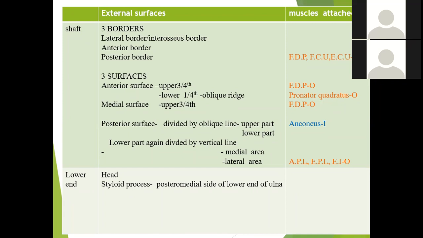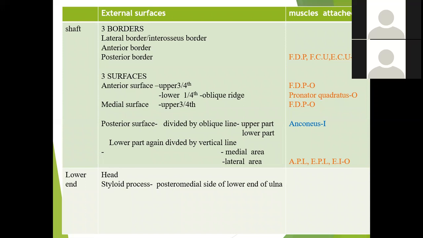So the anterior surface, we saw, is divided into upper 3/4 and lower 1/4. The upper 3/4 again gives origin for flexor digitorum profundus. Already we saw flexor digitorum profundus is a vast, broad muscle, so it should get origin from the major areas or a greater number of areas. Anterior surface upper 3/4 gives origin for flexor digitorum profundus.